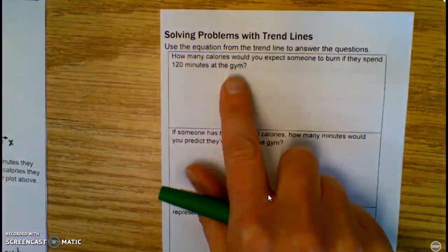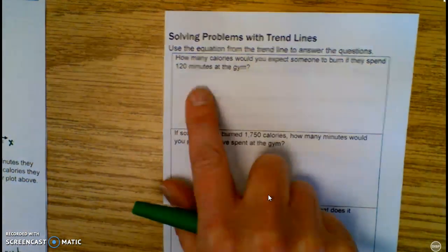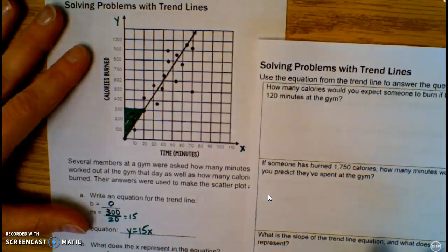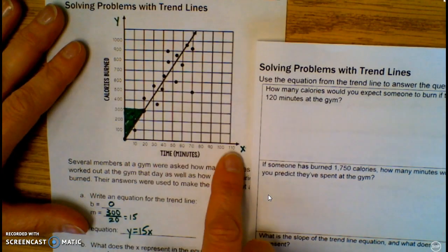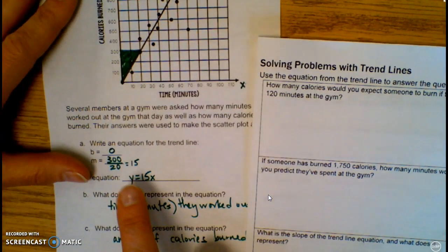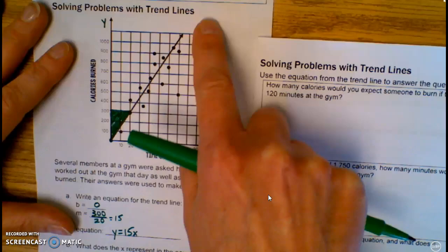So if we look at how many calories you'd expect someone to burn if they spent 120 minutes, well guys, 120 isn't even on your chart, and that's because I wanted to force you to use this equation. This equation predicts for us what's going to happen next.